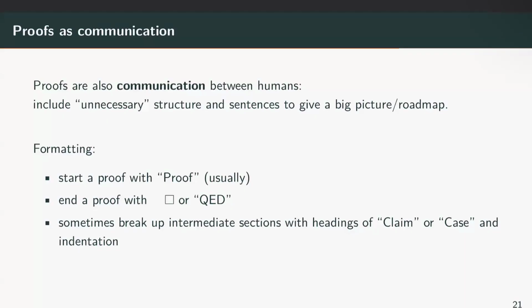And then sometimes we break up intermediate chunks of the argument into little subheadings. So, for instance, you might see "Claim," and you make an assertion there, and then underneath the claim you have a proof of that assertion, or maybe use indentation or cases or things like that to give some structure to the proof.